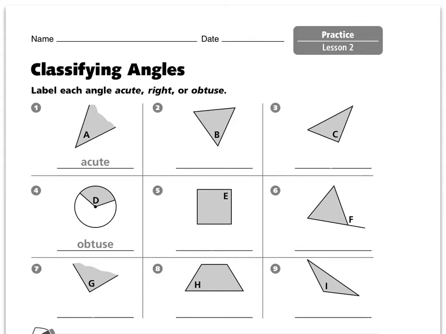Let's look at number 2, and they're looking at letter B. They're looking at this angle right here, and whether you turn or don't turn the paper, you can see that this is going to be an acute angle. Let's look at letter C. If you turn your paper towards the side, you can see that letter C is exactly 90 degrees, which means it's a right angle.